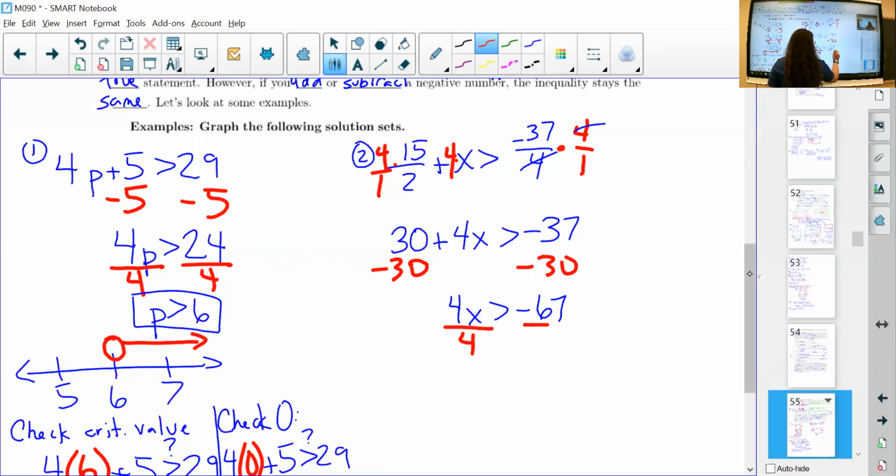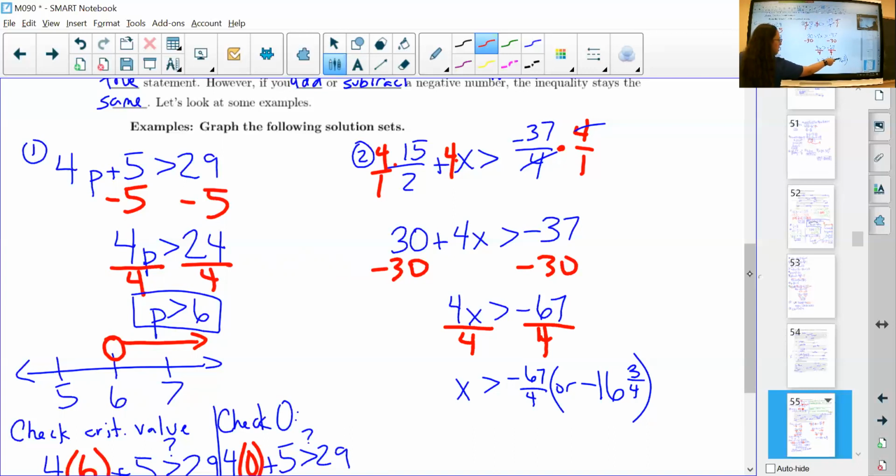Now I divide by 4. Above I multiplied by 4, so I'm undoing something that I already did. But that's okay, it made our lives a little easier for a while. So we have just plain x is greater than negative 67 fourths. And negative 67 fourths is the same as negative 16 and 3 fourths. Feel free to review how to do that. It's been a while, basically 4 into 67, 16 times the remainder 3.